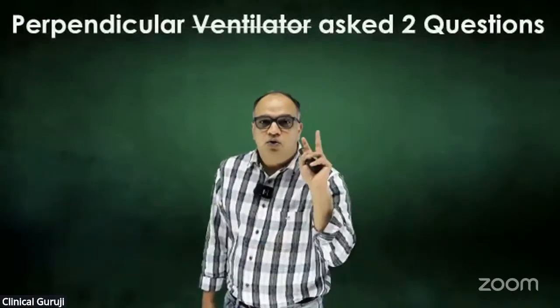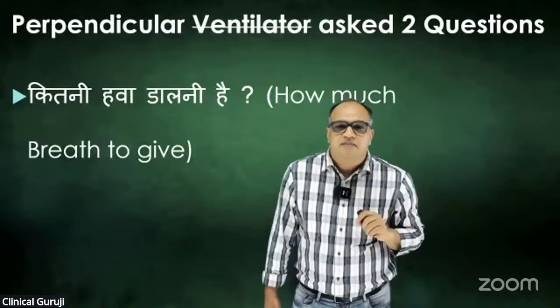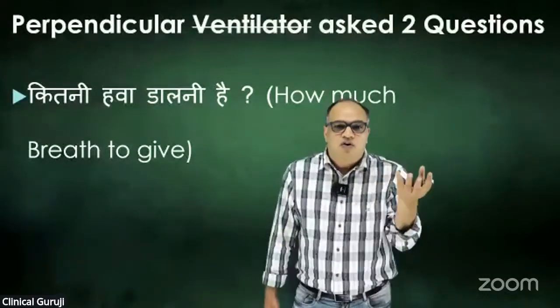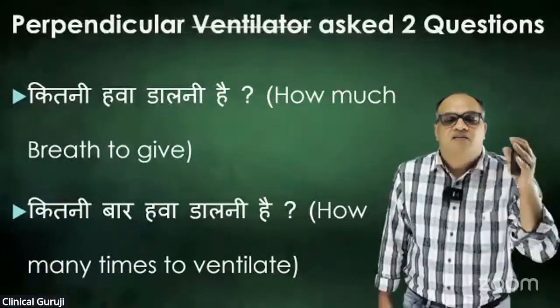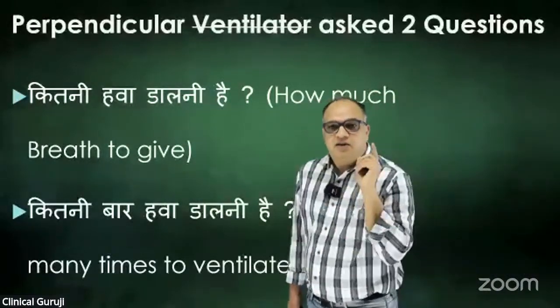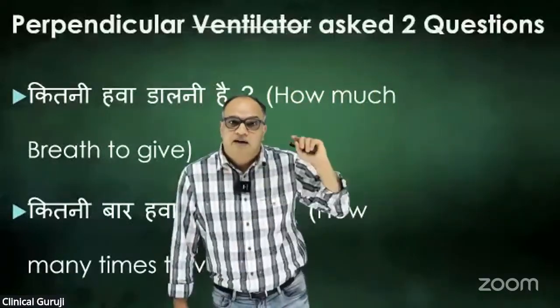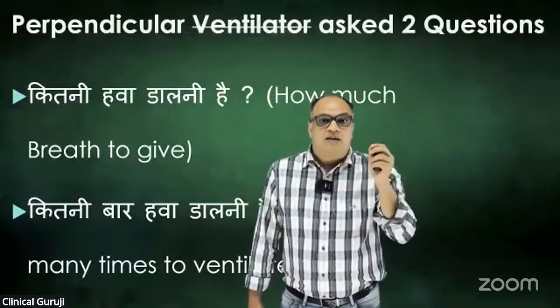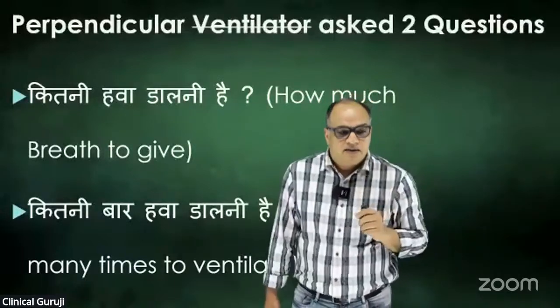Now this Perpendicular, alias ventilator, asked two questions before ventilating the patient. First one was, how much air to put in the patient, how much volume of breath to give. And second was, how many times to put the air. Got it? The ventilator asked two questions. Primitive ventilator. In Ramadhir Singh's era, it asked only two questions: how much volume to give, how much air to give, and how many times to ventilate.